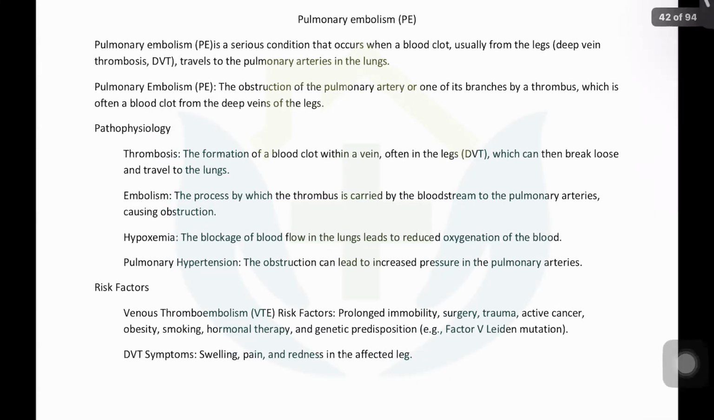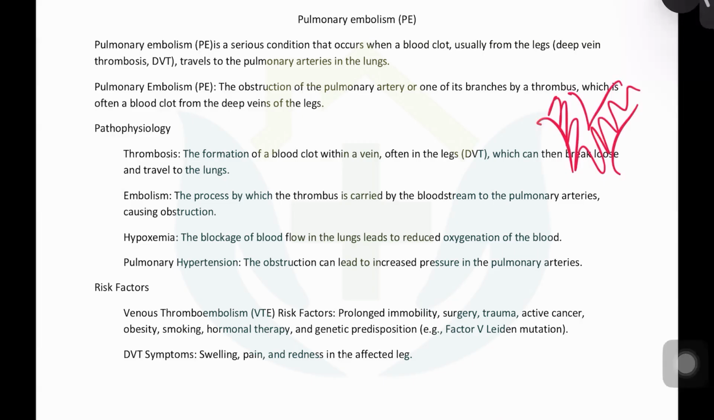And now we come to pulmonary embolism. So pulmonary embolism, a very serious condition, occurs when a thrombus moves usually from the legs, DVT, or even superficial ones. Upper limb DVT has a higher incidence of causing pulmonary embolism. It travels to the pulmonary arteries. So embolism is when the artery gets blocked, and this is the pulmonary trunk. Sometimes the saddle thrombus blocks everything.